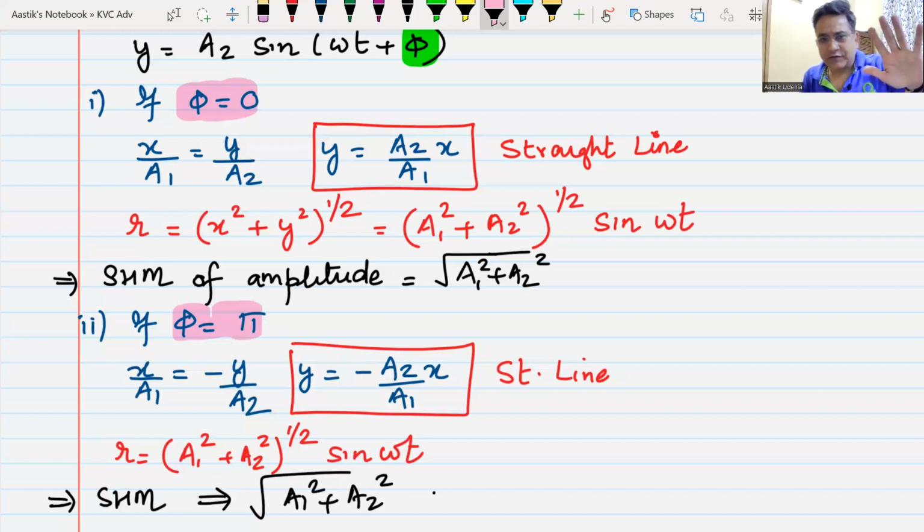What you have to understand here is, in this SHM, the slope of this line is positive, so when x is increasing, y is increasing. When x is increasing, y is increasing. In the second SHM, when x is increasing, y is decreasing.